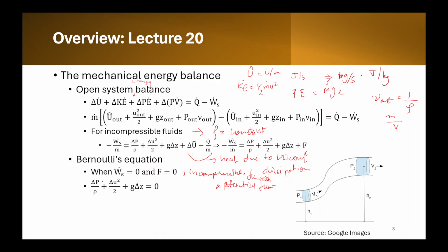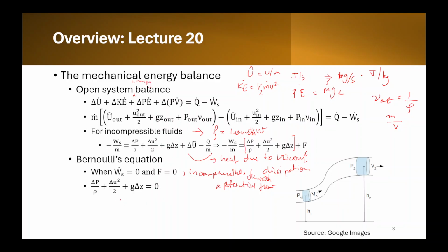From here you can derive that if Ws dot is zero, this term is zero, this term is zero, and F is also zero, so only this part remains.